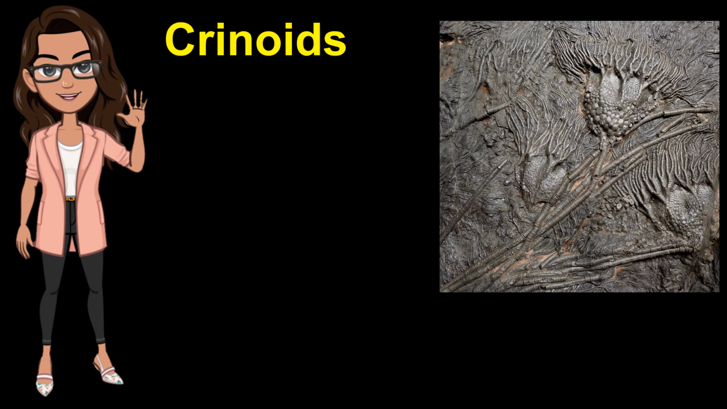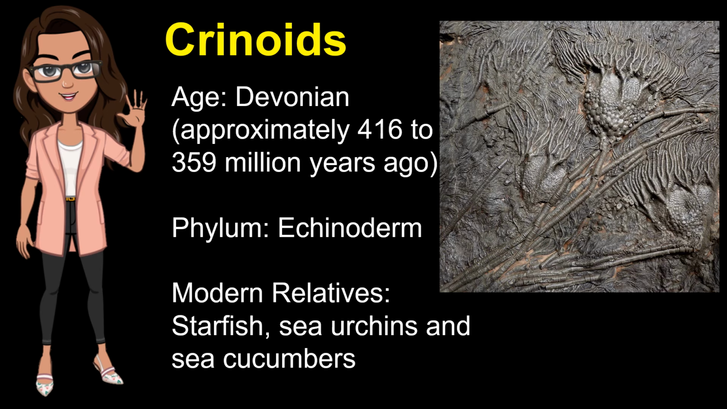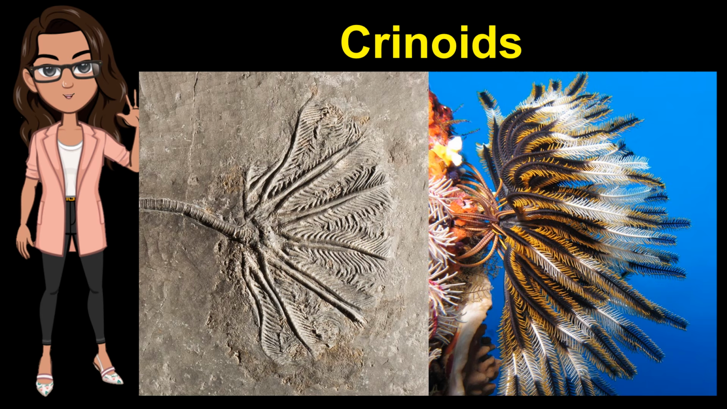Next is crinoids. Age, Devonian, approximately 416 to 359 million years ago, under phylum Echinodermata. Modern relatives are starfish, sea urchins, and sea cucumbers. Crinoids were marine animals. Its name means lily. It is in the same phylum or echinoderm as starfish and sea urchins.